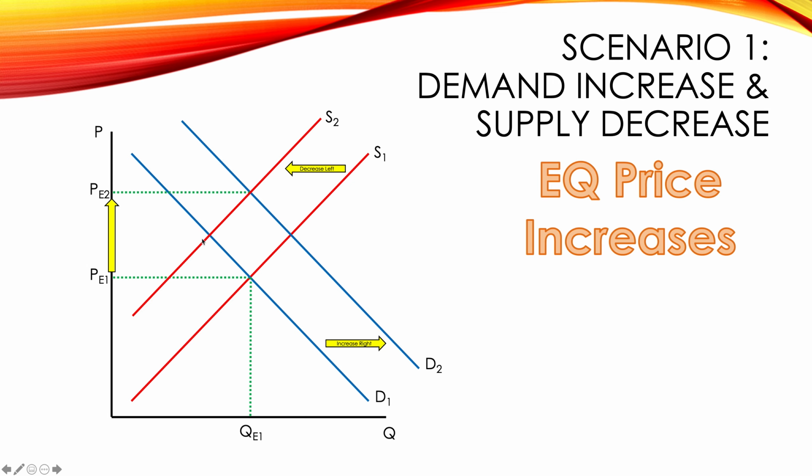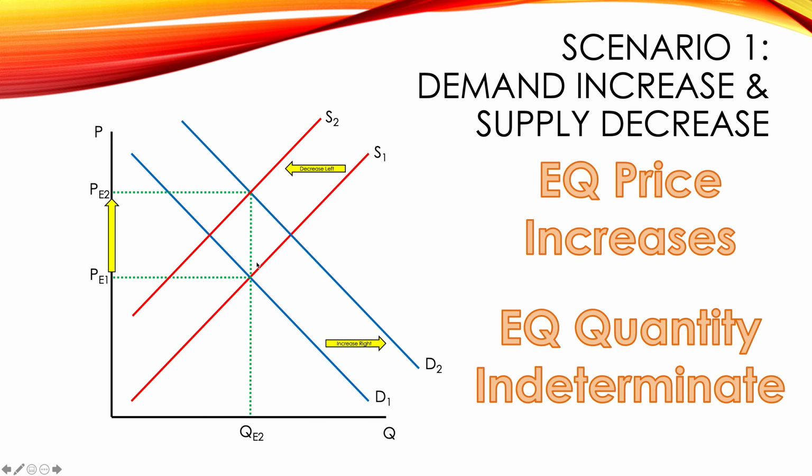But here's something that's kind of interesting. If we find the quantity, it looks like the quantity did not change, right? If we draw a line, it's the same quantity. Now, before you say, oh, so if they shift in opposite directions, quantity won't change, not so fast. What we're going to say here is that the equilibrium quantity would be indeterminate if demand increases and supply decreases, because we don't know, unless we're told, how much these curves shift by.